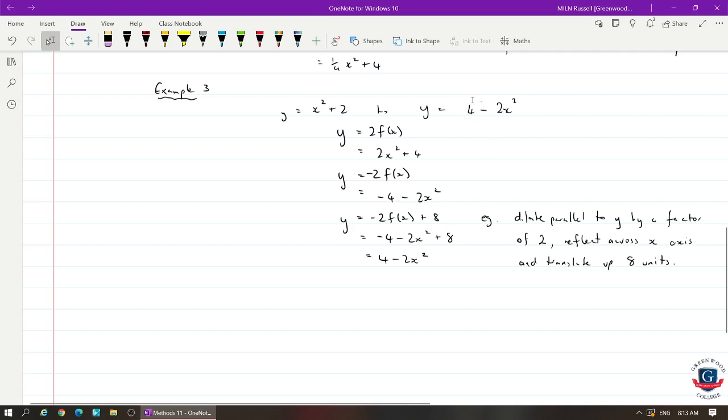We're nearly here, but we've got this part here, which is too low, so we need that to go up. The easiest way to do that is to add 8 on the end of our transformation statement, which will move the function up 8 units. If we add 8 to negative 4, that'll get us 4 take 2x squared, which is the function that we were required at the beginning. So going back to this statement, what did we have to do? We dilated parallel to y by a factor of 2, we reflected across the x-axis, and we translated it up 8 units.